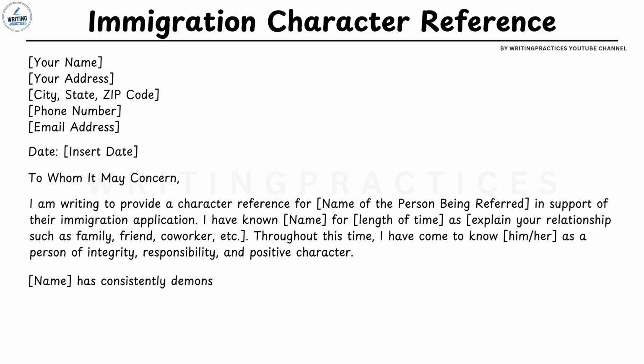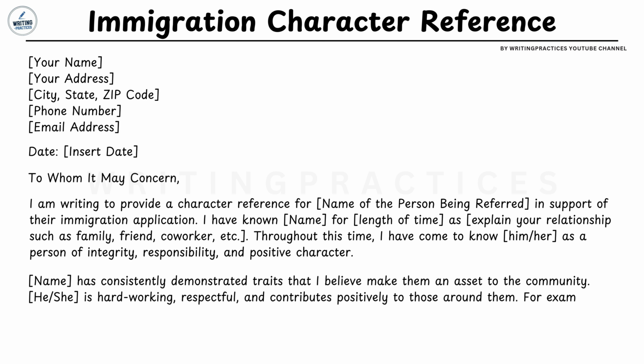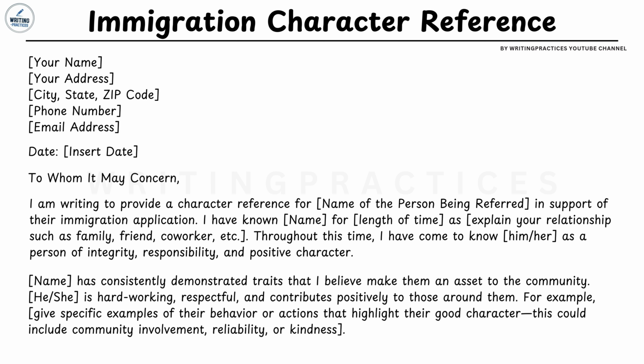Character details. Next, we move into the main body of the letter, which is where you'll really get into the details about the person's character. In this section, you want to focus on positive traits like integrity, responsibility, and honesty. Talk about their work ethic or how they contribute positively to their community. For example, you might mention any specific examples of times where they've demonstrated reliability or kindness. Personal stories or examples are really helpful here because they show the immigration officer that this isn't just a general statement, it's backed up by real-life experience.